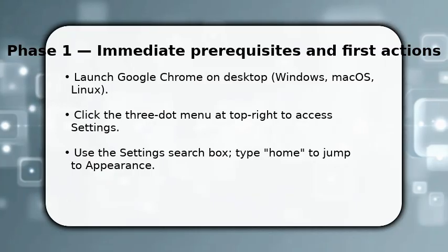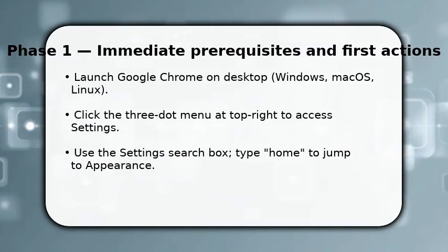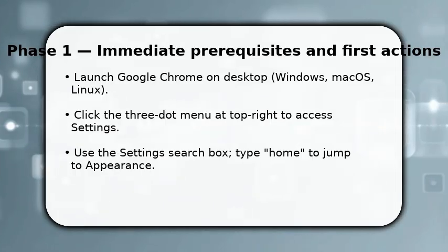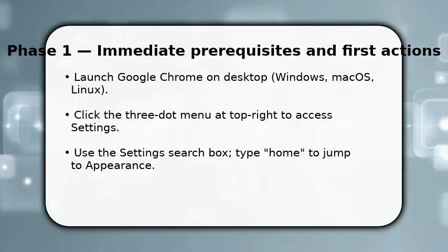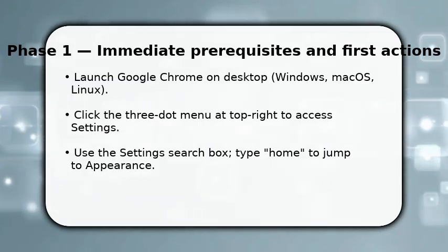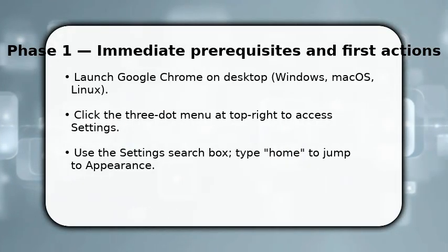You start by opening Chrome on your desktop. This method works only in the desktop app. Click the three-dot menu at the top right, then choose Settings. Once there, use the Settings search field and type Home to jump straight to the Appearance section. You do this because the Home button option lives under Appearance. It is not on mobile.